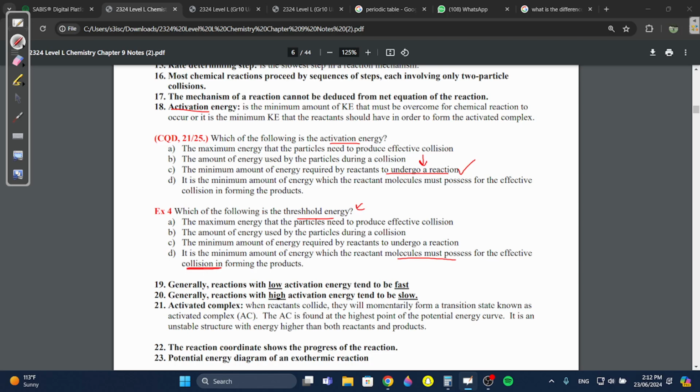To do the collision, it has to be threshold energy, okay? To form an effective collision, that's threshold energy. But to undergo the reaction, to activate the reaction, that would be the activation energy. So undergoing the reaction would be activation, but the effective collision would be threshold energy, okay?